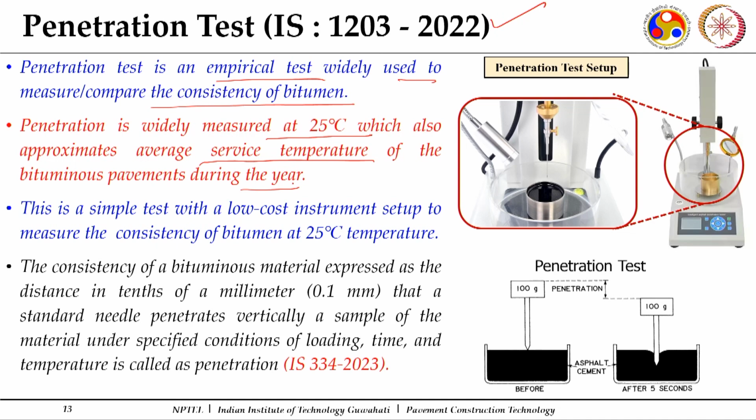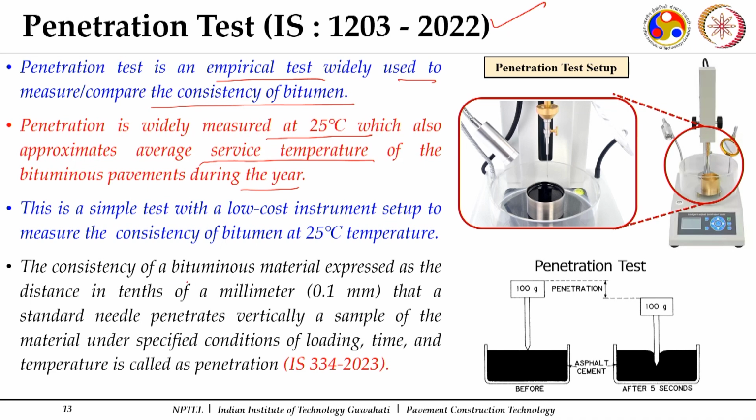And this is a simple test where a binder sample is taken and then a needle assembly is taken, and it is allowed to penetrate under standard conditions into this bituminous sample, and we note down how much penetration is taking place at a particular degree of temperature under controlled conditions. So, I can say if the penetration of the needle is more, then the binder is soft. If the penetration is less, then the binder is hard. So, this is how we can compare the consistency of binder.